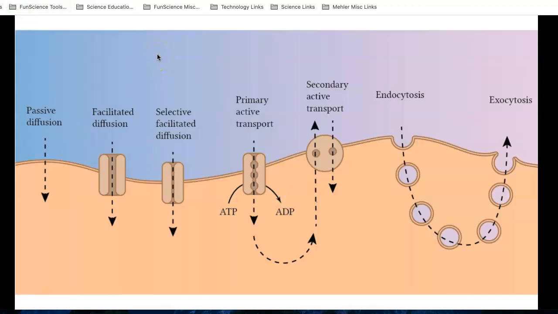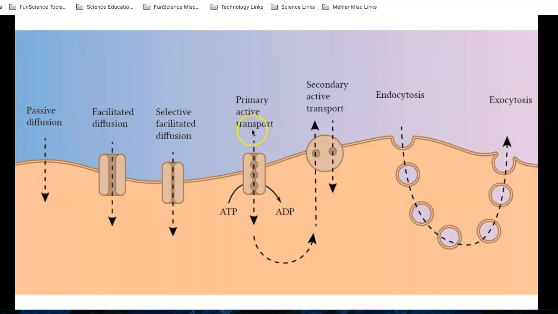Here's a diagram that I liked. It's not in your textbook, but you'll be able to view it here. This is the plasma membrane or the cell membrane, and passive diffusion is when materials just go right through that membrane. Facilitated diffusion is when something goes through this structure, which is in the plasma membrane. This is a protein that floats in the cell membrane. With facilitated diffusion, almost anything can go through that protein. If it's selective facilitated diffusion, only specialized things.